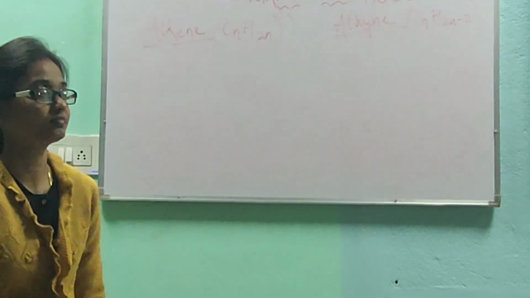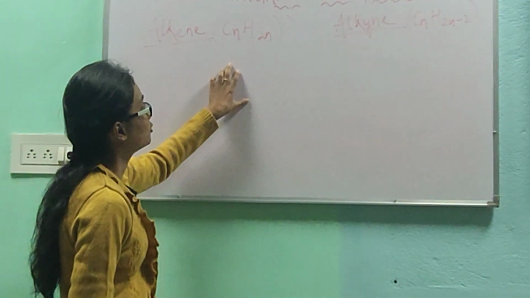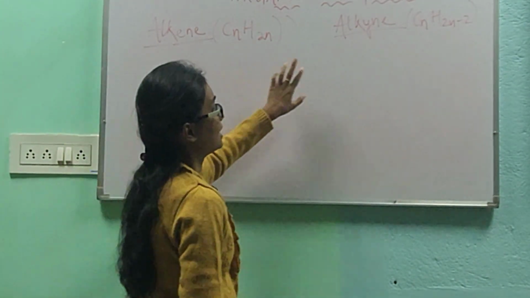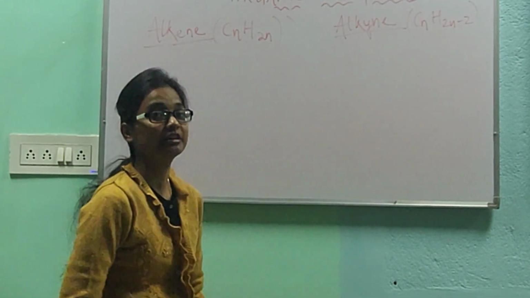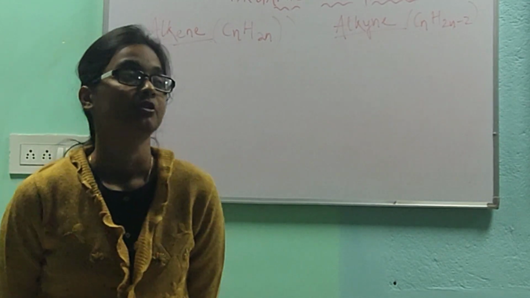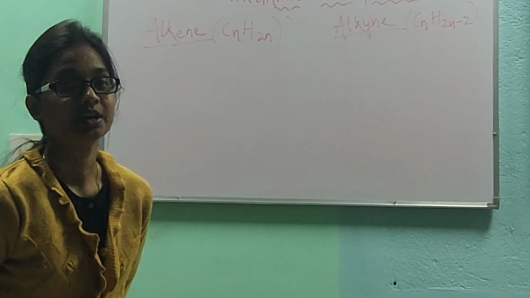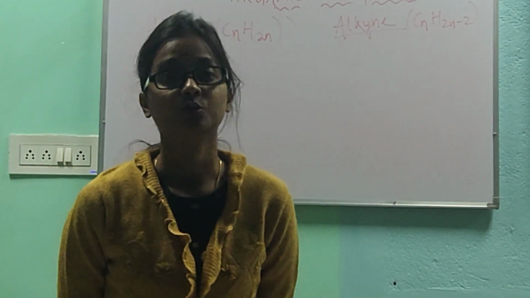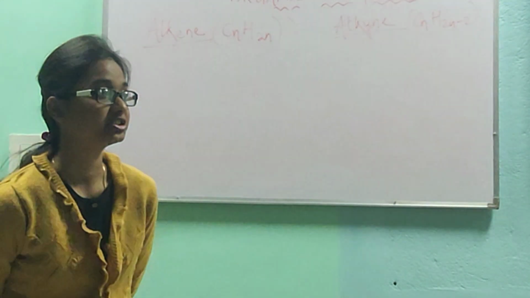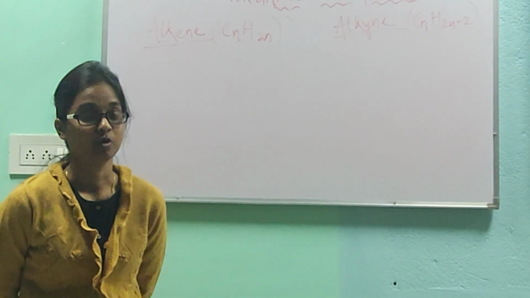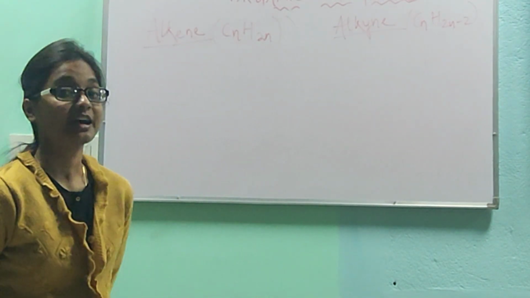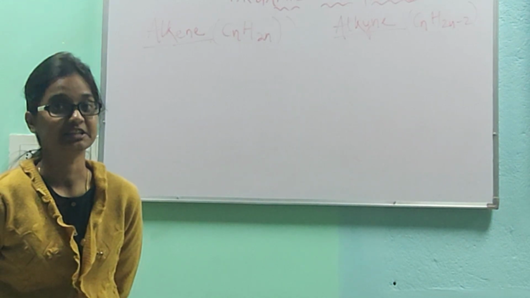The alkene has the general formula CnH2n, and alkyne has the general formula CnH2n-2. When we put the value of n as 1, it will be CH2. As carbon has 4 bonds, this doesn't satisfy the bonding of carbon. So methene as a compound does not exist.